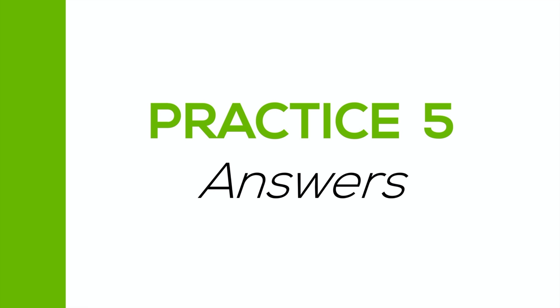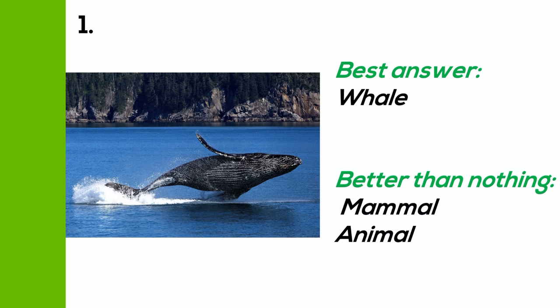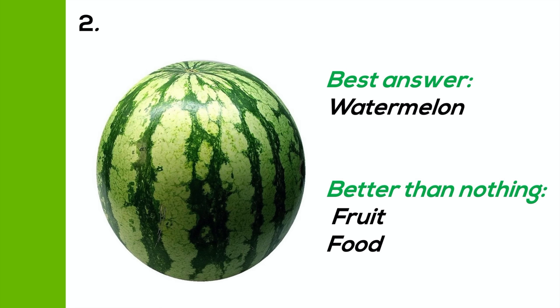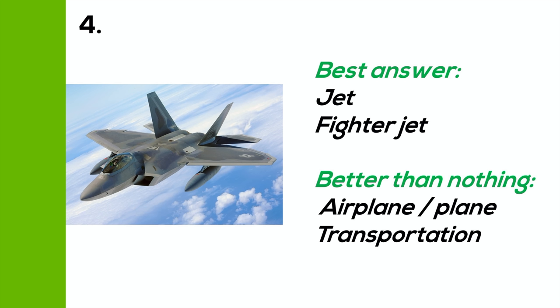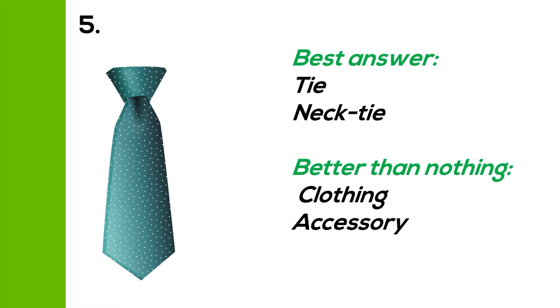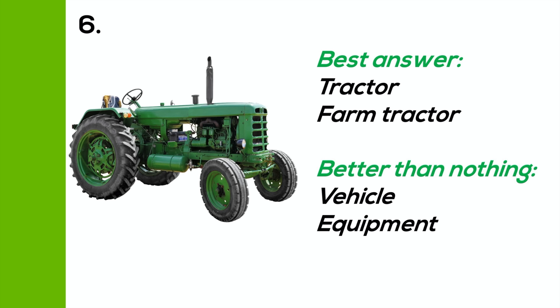Practice test 5 answers. 1. Best answer: whale. Better than nothing: mammal, animal. 2. Best answer: watermelon. Better than nothing: fruit, food. 3. Best answer: iguana, lizard. Better than nothing: reptile, animal. 4. Best answer: jet, fighter jet. Better than nothing: airplane, transportation. 5. Best answer: tie, necktie. Better than nothing: clothing, accessory. 6. Best answer: tractor, farm tractor. Better than nothing: vehicle, equipment.